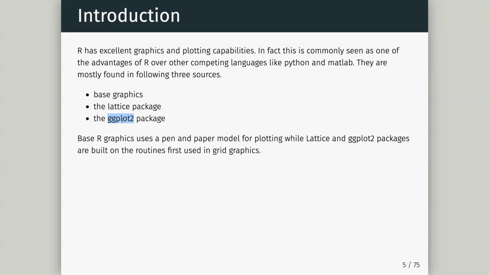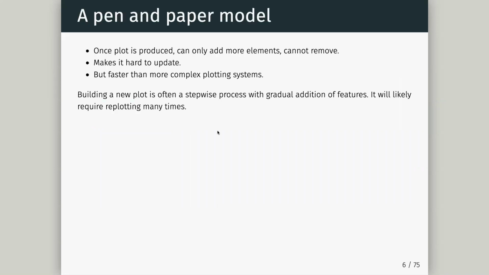So the big difference between these two other packages, base graphics, is that base graphics is going to use what is called a pen and paper model. So not a pencil and paper model, a pen and paper model. While lattice and ggplot2, and we'll go into more detail on them in the sessions, they're built on routines first used in what is termed grid graphics. And that's not just an R thing, that's a much bigger way of doing graphics. Okay, but we're going to concentrate on base R, which does this pen and paper model.